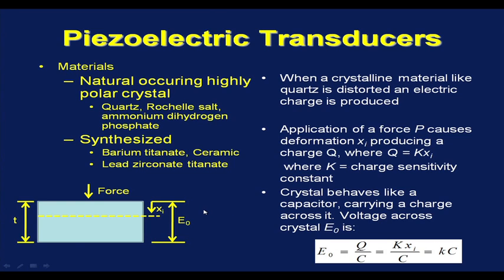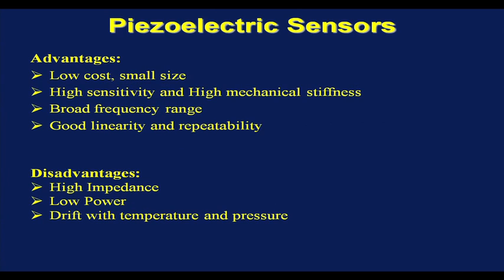So, the voltage that is produced is proportional to the charge. Naturally occurring highly polar crystals like quartz, Rochelle salt, ammonium dihydrogen phosphate, or synthesized material like barium titanate ceramic, lead zirconate titanate are used for piezoelectric transducers.